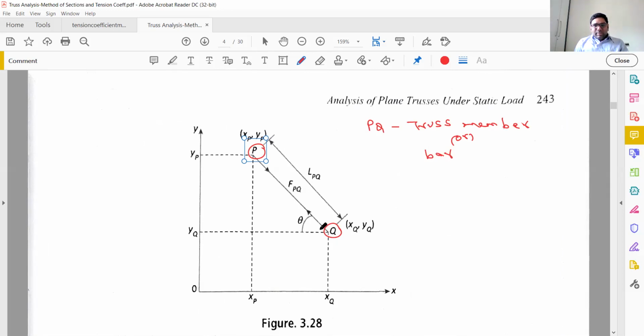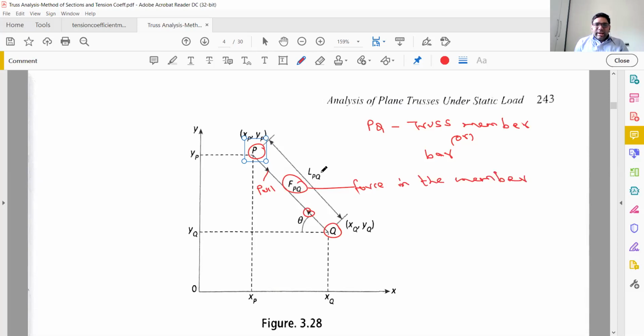So this is a truss member, and you can see the pull here. So this is the pull. This is also pull. That means tension. And the force in the member is FPQ. Force in the member.